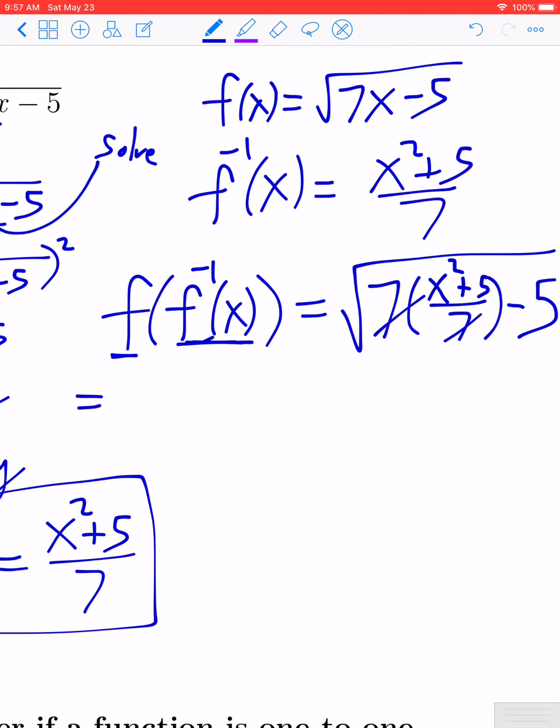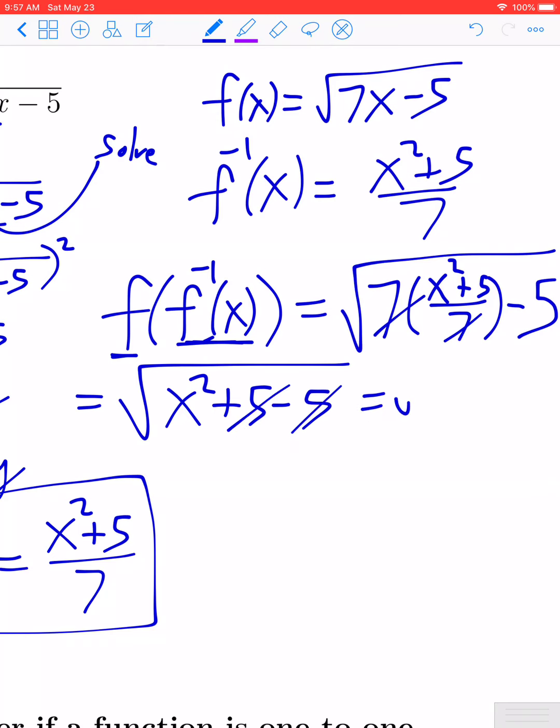First thing, the 7's cancel, multiplication, division. We have x squared plus 5 minus 5. The plus and minus 5 cancel. And then we have the square root of x squared, which will cancel and give us x. So that's good, that checks out.